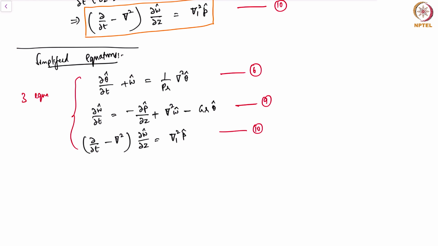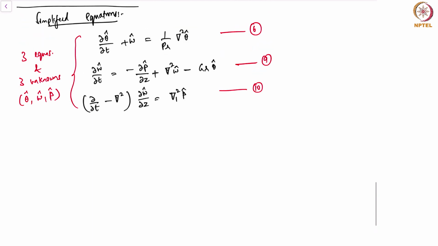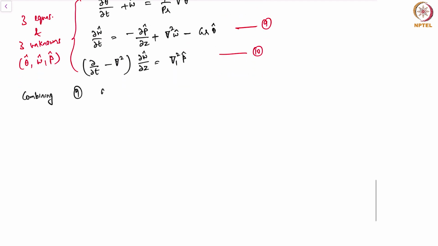So now we have 3 equations and 3 unknowns. The unknowns are theta hat, w hat and p hat. Now we can do one more thing. We can actually combine equations 9 and 10 to eliminate pressure. So how do we do this?